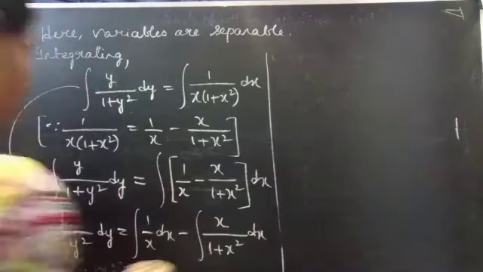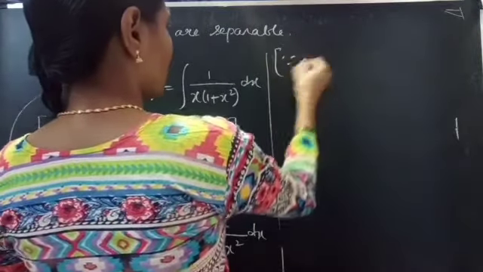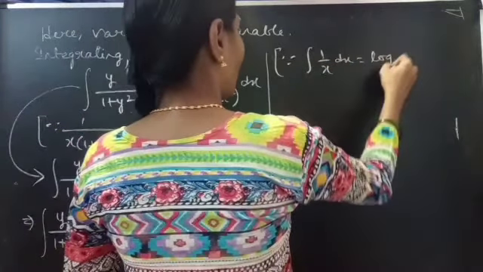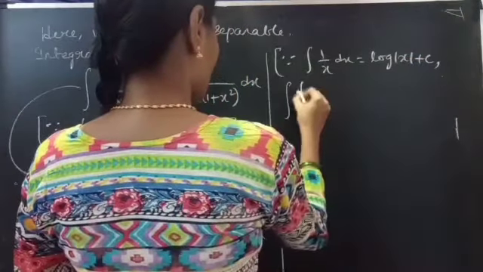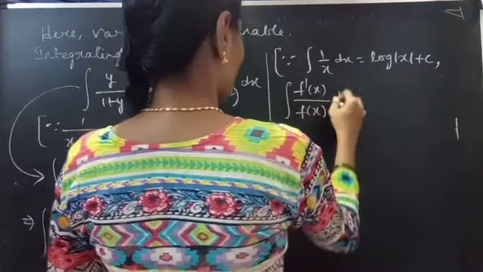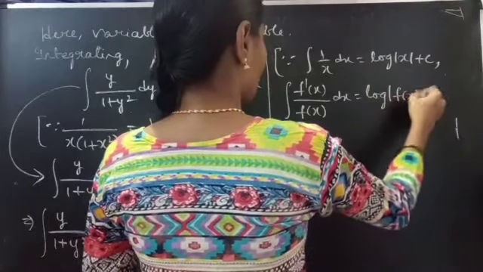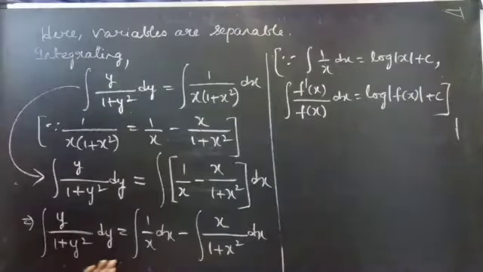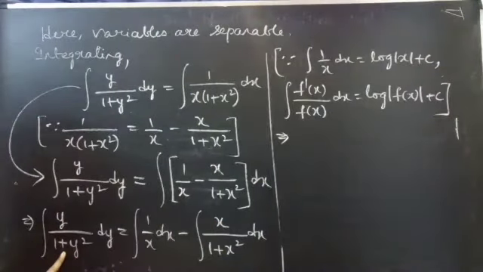Now we are going to use some formulae. Integral 1 by x dx equals log mod x plus c, and integral f dash of x by f of x into dx equals log mod f of x plus c. Okay. So this becomes, here you are having y by (1 plus y square).